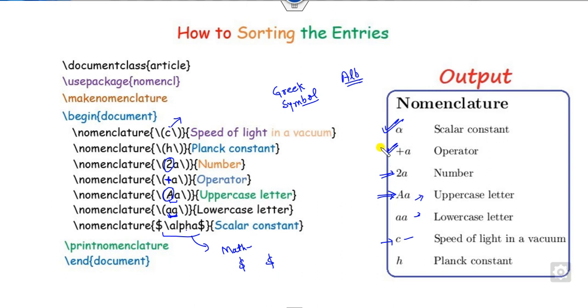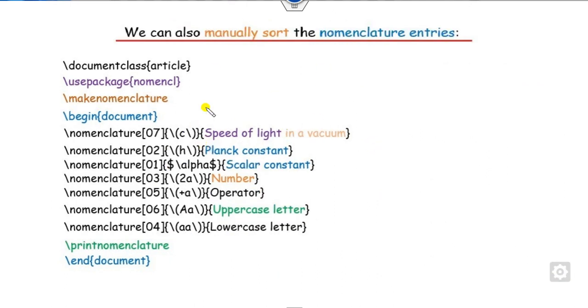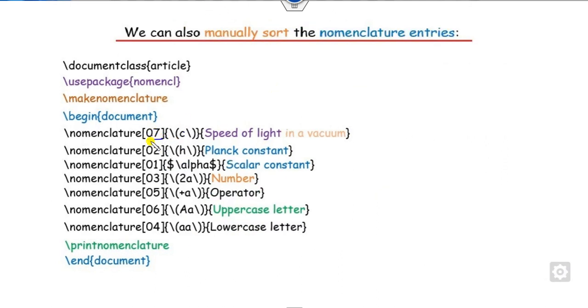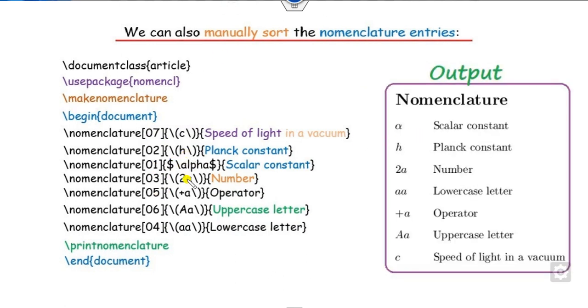Now, how can you arrange them in sorting? You can assign a number, like this will appear in the 7th position, and alpha appears as the first number, and so on. Once you run it, you can see the first entry appears as a scalar, so it will appear as a 1. The second appears as the Planck constant. Now it is not in alphabetical order; it's based on your sequence order. So you have to define these numbers in this nomenclature. This is the way you can define and sort this nomenclature manually in your LaTeX document while writing a research paper or thesis.